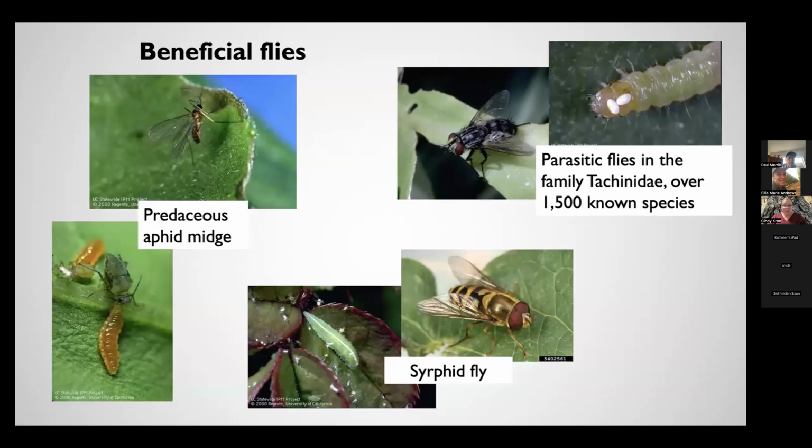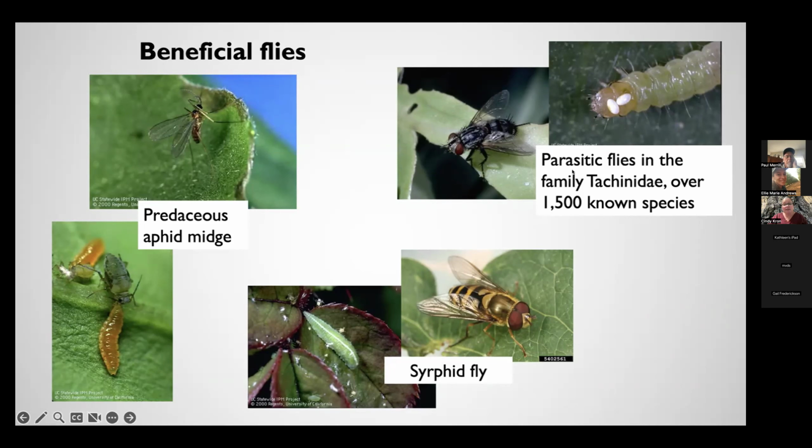So we have beneficial flies, which I think we're often raised thinking all flies are bad, and they're not. We do have predaceous aphid midge that you can see here. The larvae attacks aphids, and here's the adults. You have syrphid flies. These are usually bee and wasp mimics. And this is the larva to the left. And these also feed on soft-bodied insects like aphids and leafhopper nymphs. And these are good to have in the field. So when you see this, this is good biocontrol. We don't want to get rid of this.